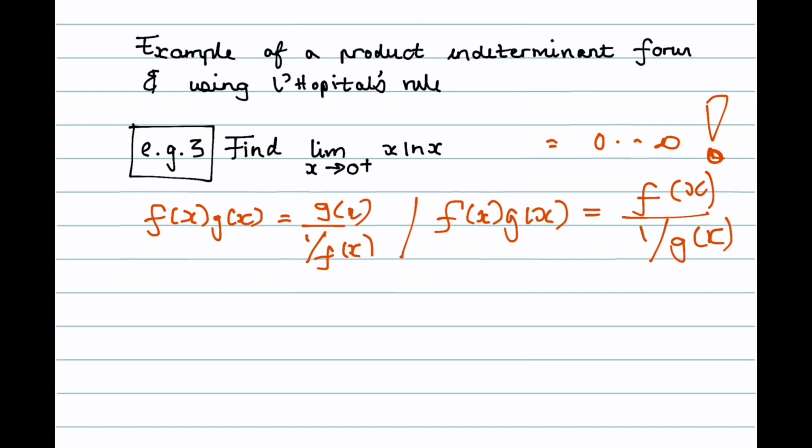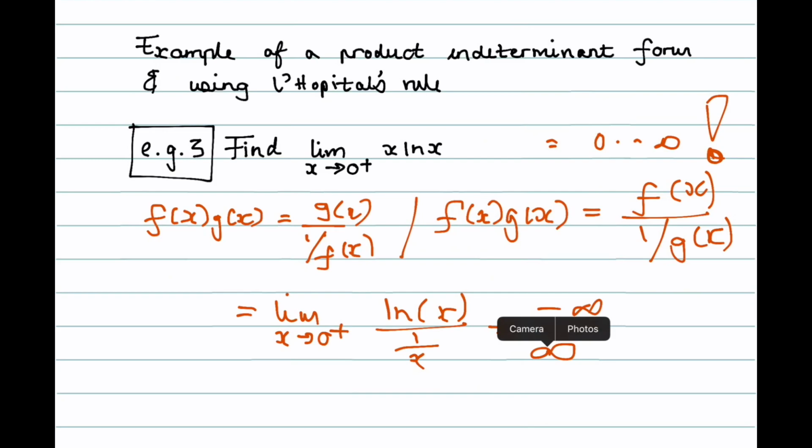Now we can rewrite this original limit. So now this limit is equal to the limit as x goes to 0 on the positive side of ln of x over 1 over x. Now, we can see that if we plug in 0 into this expression, we're actually going to get minus infinity over infinity, which is another indeterminate quotient form. So now we can use L'Hopital's rule once again.